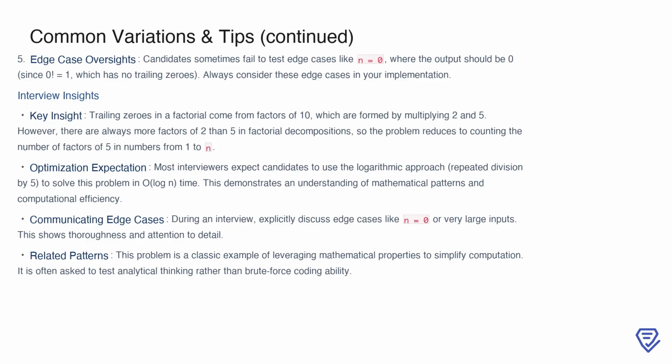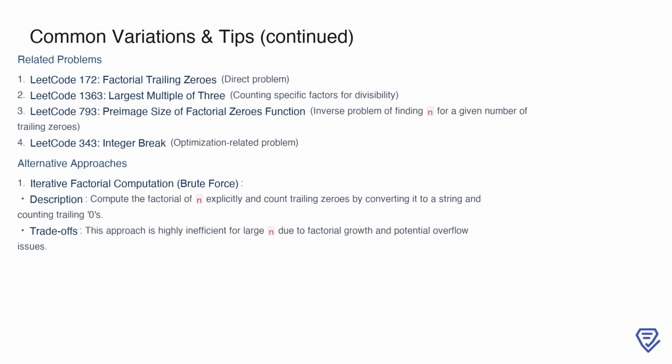Interviewers typically expect you to use the logarithmic approach, which involves repeatedly dividing n by 5, demonstrating both mathematical reasoning and computational efficiency. It's also important to communicate edge cases explicitly during an interview, as it shows thoroughness and attention to detail. This problem is often used to test analytical thinking and the ability to simplify computations through mathematical properties rather than brute force. This problem is closely related to some other common algorithmic challenges.